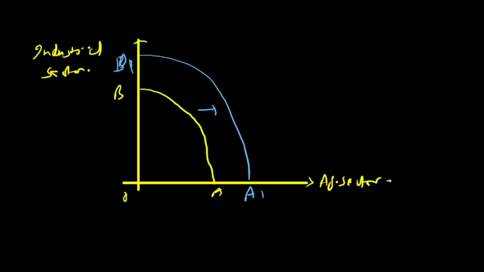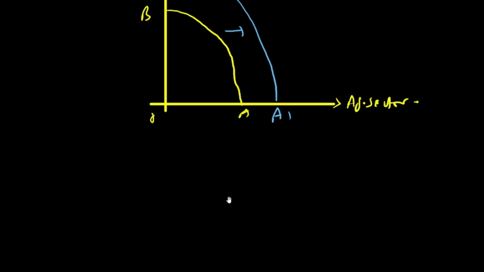And it is achieved through increase in investment, improvement in technology, and it may be because of discovery of new natural resources, right? So these are multiple factors. Education and training of workers also leads to a rightward shift in the PPC and results in potential economic growth.